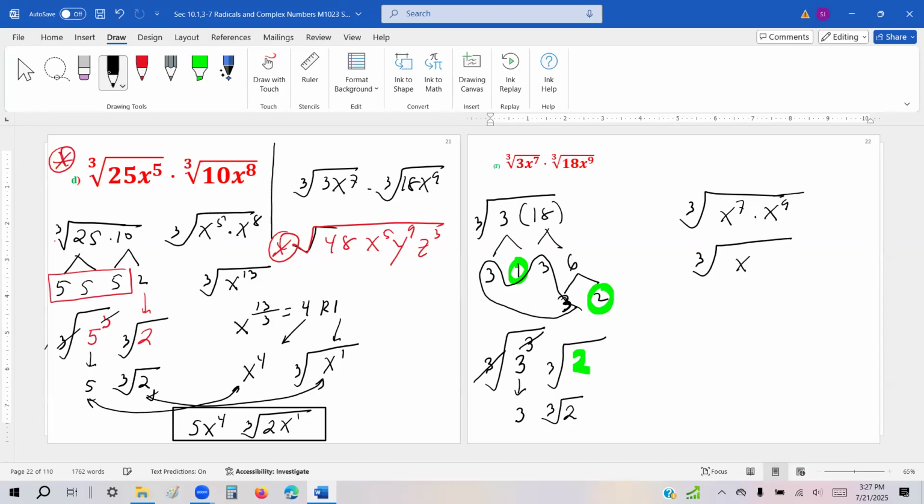For the variable, it's 16, right? 9 plus 7, 16. So it means it's x to the 15 and x to the 1. So if you do this, 16 divided by 3, it's 5 with remainder 1. So x to the whole number 5 and x to the 1 inside the radical.